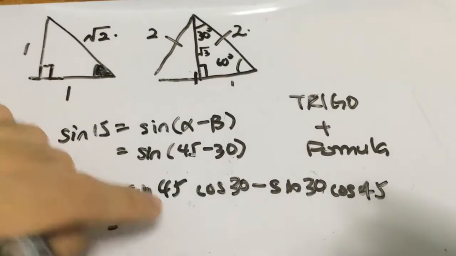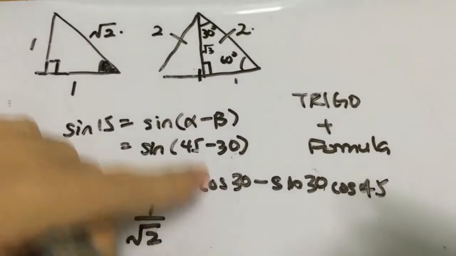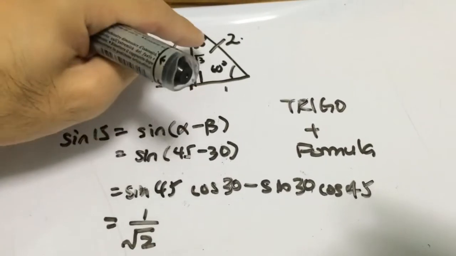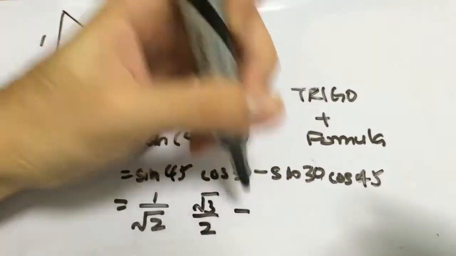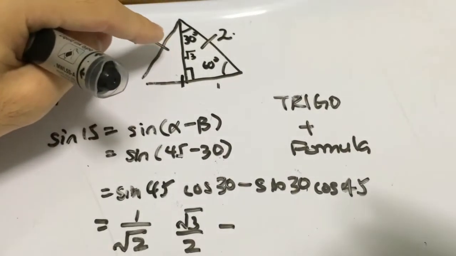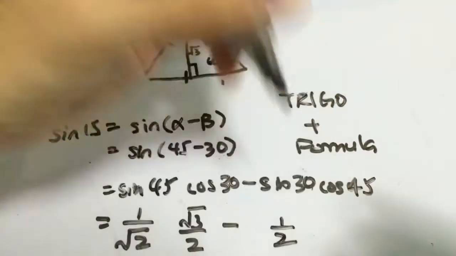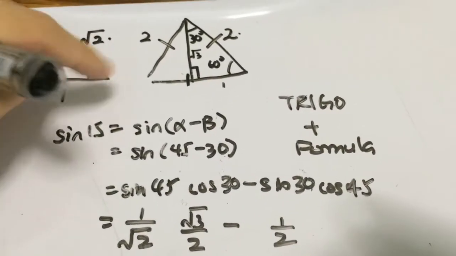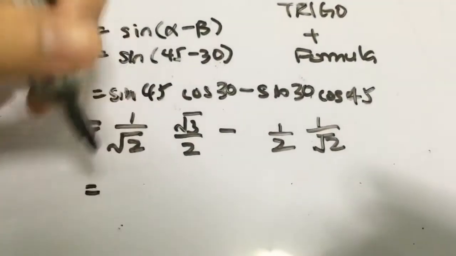So sine 45 is what? Opposite over hypotenuse, which is 1 over square root 2. Cosine 30, let's take a look at this equilateral triangle. Cosine 30 is adjacent, which is square root 3, you can see the square root 3 down here, over hypotenuse, so it's square root 3 over 2. How about sine 30? Sine 30 is opposite over hypotenuse, so it's half. And cosine 45, we take a look at this right-angle triangle, is also adjacent over hypotenuse, 1 over square root 2.